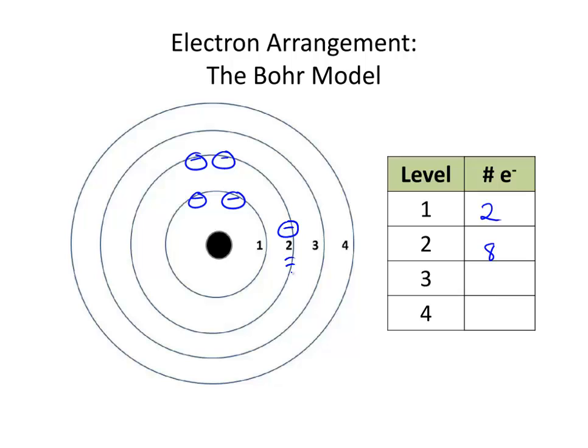It doesn't matter where I sketch these. The idea is that there are 8 electrons orbiting around. Level 3 can hold 18 electrons, and then level 4 can hold 32 electrons total. We'll talk more about how these are arranged later.